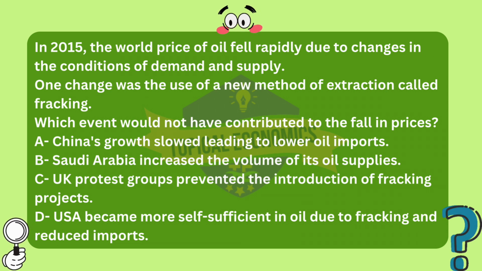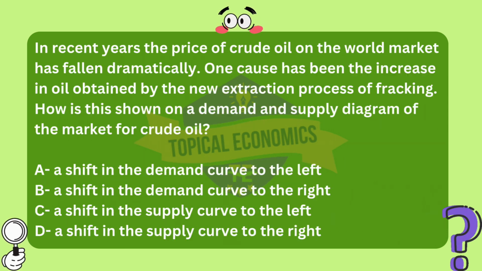Fracking in the US, however, played a key role in increasing the global supply of oil. In this case, preventing fracking in the UK wouldn't help lower prices, it would likely have the opposite effect by reducing supply. Moving to question 10.